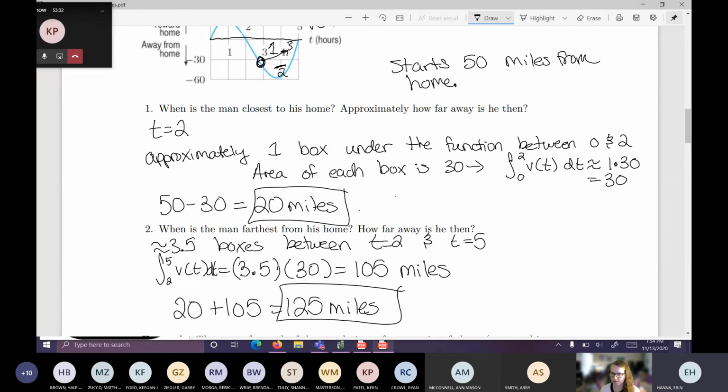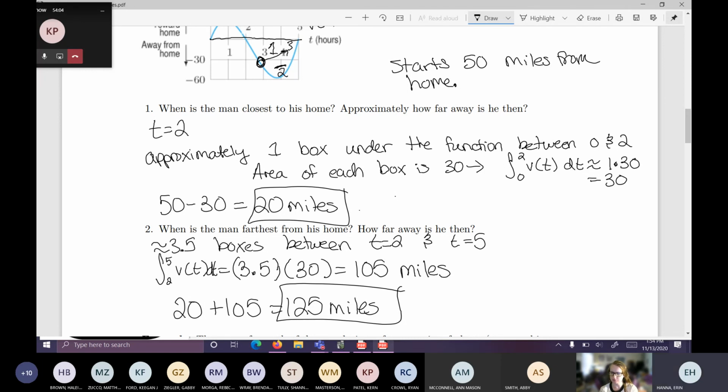125 miles away from his house is much farther away than 50 miles from his house, so we know that was the right option, this last piece. So for this one, since we were given a velocity function, and we know that the area underneath a velocity gives us distance, we could take the area and use it as a distance, take into consideration where he started to find where he was at any point. But specifically, we're asked for closest and farthest away.